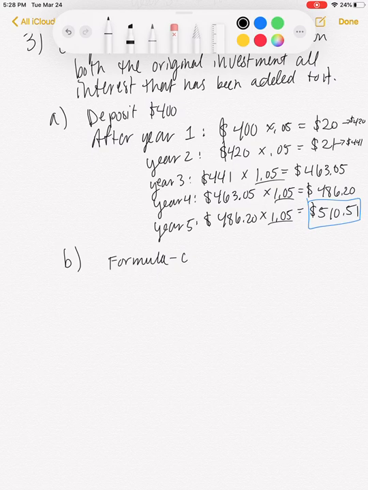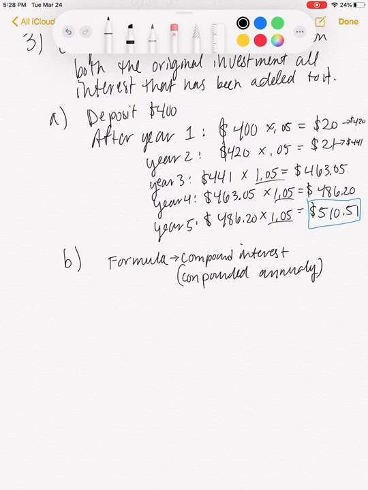compound interest, where compounded annually means the interest is calculated only annually, not more frequently, is given by A equals P times (1 plus the APR) to the Y power. Okay, so here's my formula.